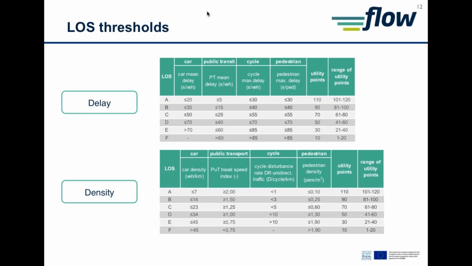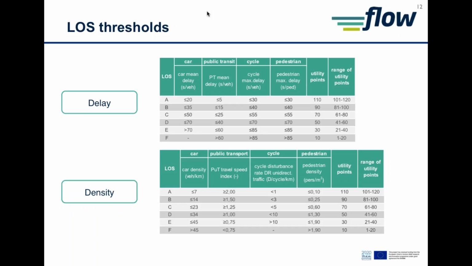The same procedure is conducted for density. Here we have different units for different modes, but all assessments lead into a certain number of utility points depending on the level of service. Again, A is 110 utility points and F is 10 utility points.